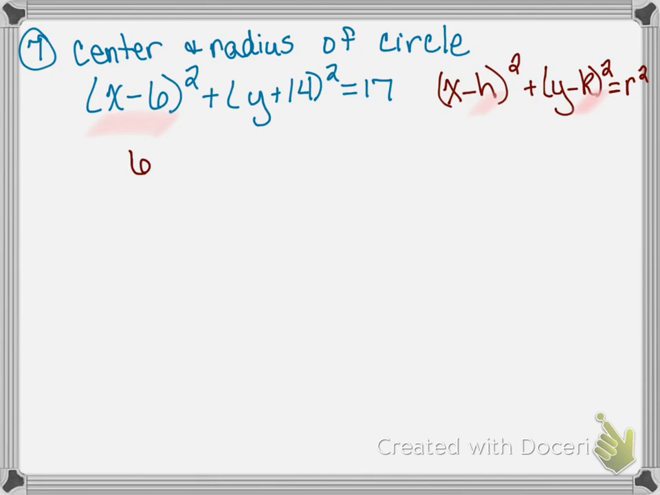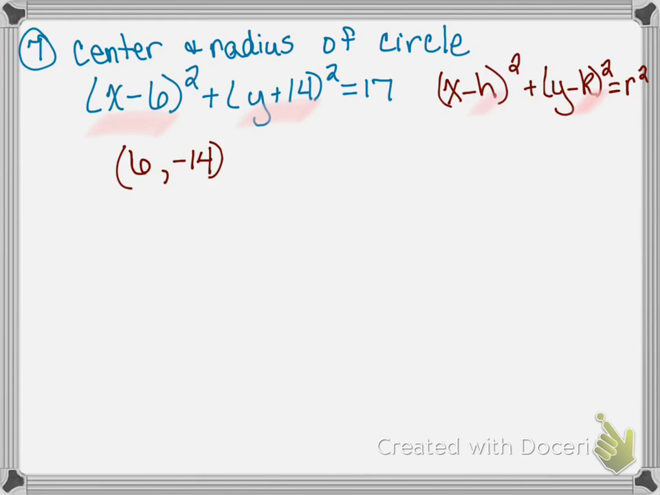Now look here, we have y plus 14. Our formula for a circle is y minus k. So we have to take the opposite of what we see in this y plus 14. So our k value is negative 14, and that very often confuses students. So be very, very careful with that. Okay, so that is the center of our circle, 6, negative 14.